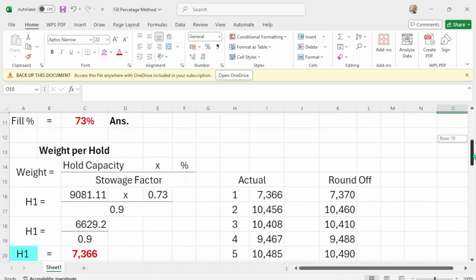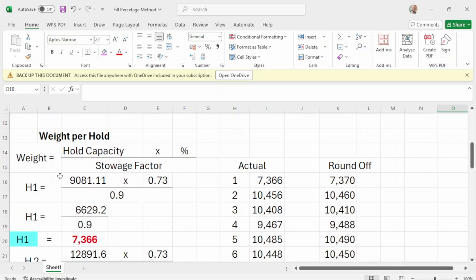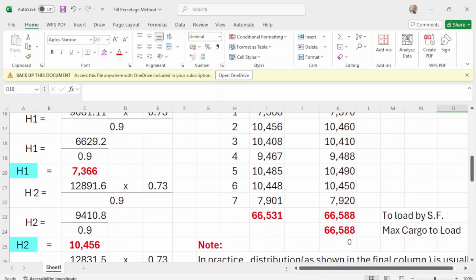Then for each hold, you use this formula, weight per hold. The formula is hold capacity, which is this one, number one for example, multiplied by your percentage of 0.73 over your stowage factor of 0.9, then you get the value of 7,366. Okay, so when you get the value for each hold, you run it up until you get the maximum cargo to load of 66,588.